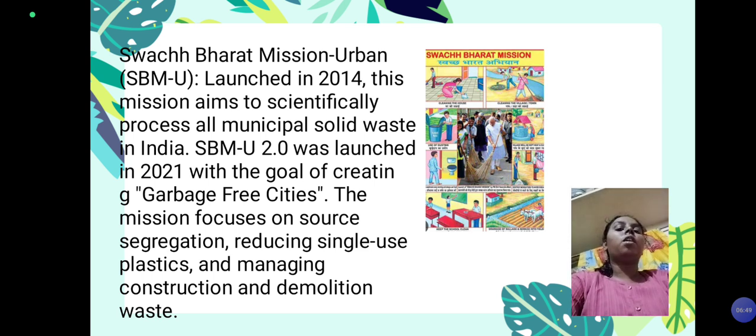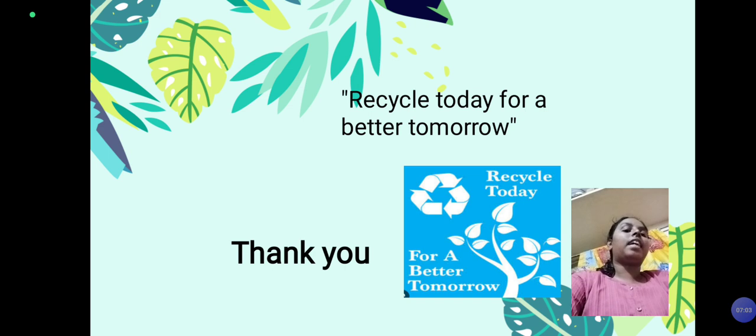To have a proper, healthy, eco-friendly environment, it is necessary for all of us to have an awareness of waste management. Now the end of the slide comes: recycle today for a better tomorrow. If we recycle today, we'll have a better tomorrow, so there will be less impact of waste on the environment. And if we create awareness, then more waste initiative services will be available, so that we can reduce the waste and have a healthy environment.